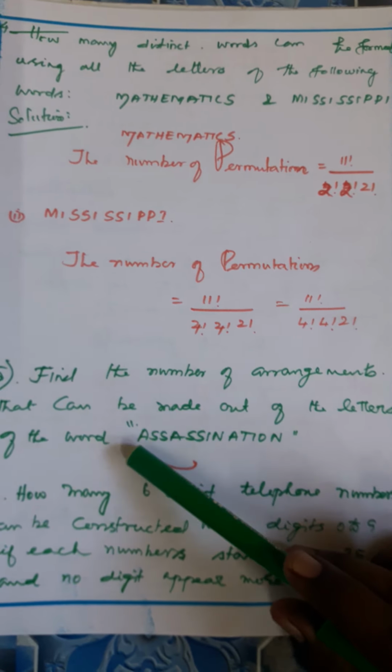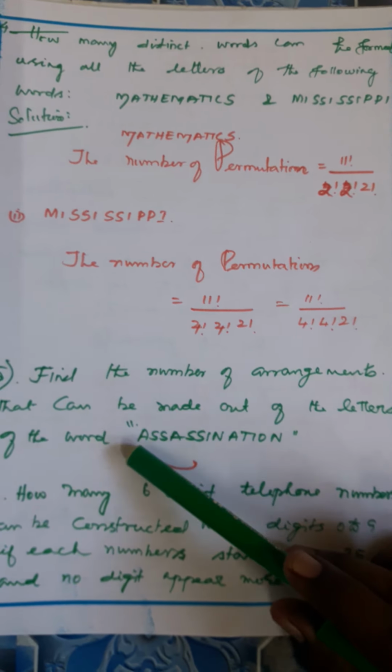How many 6-digit telephone numbers can be constructed with the digits 0 to 9 if each number starts with 35 and no digit appears more than once? What is the meaning of no digit appearing more than once? No repetition is allowed. No repetition means if a digit appears again, that is called repetition, right? So no repetition is allowed. It's a 5-mark question. So here is a very simple trick.